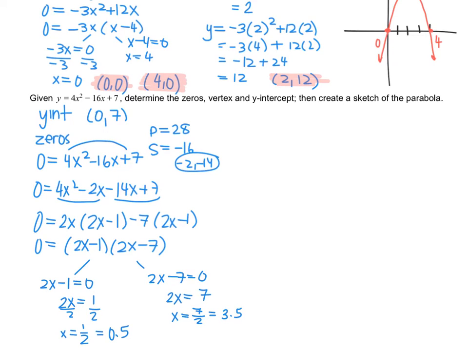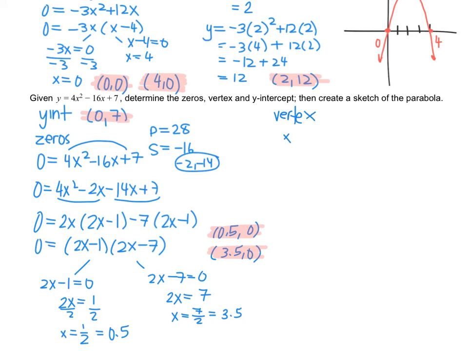So my zeros are (0.5, 0) and (3.5, 0). And it's okay if you want to write it in its decimal form because this decimal terminates. If it were a run-on decimal, like for example the fraction 1 over 3, I expect to see the fraction. All right, now that we have our zeros, let's finish this off and find the vertex.